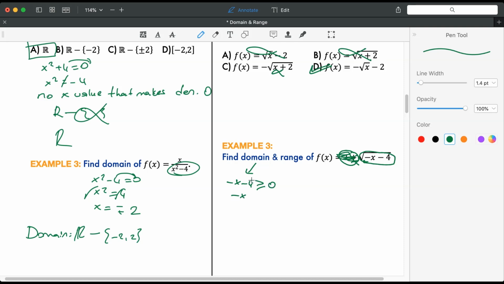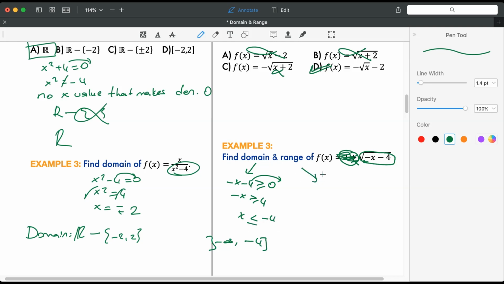Negative x, when you bring negative 4 to the other side, is greater than or equal to 4. And you can divide or multiply both sides by negative. When you do this, the direction of the inequality symbol switches. So x is less than or equal to negative 4. When you write this in interval notation, from negative infinity to negative 4, numbers less than negative 4 on the left side of negative 4, so it's going to negative infinity.